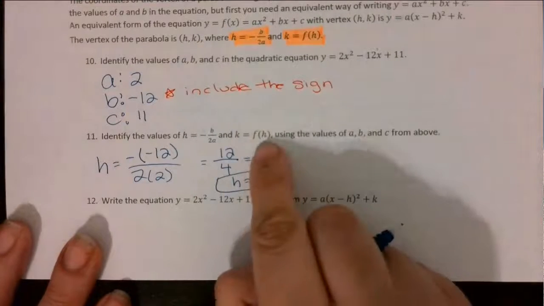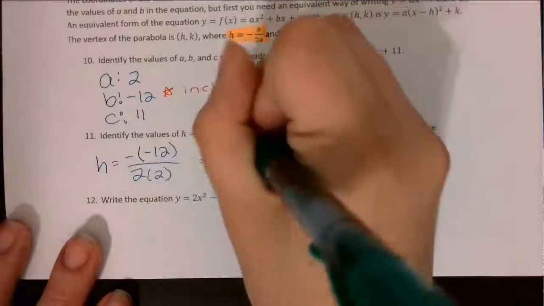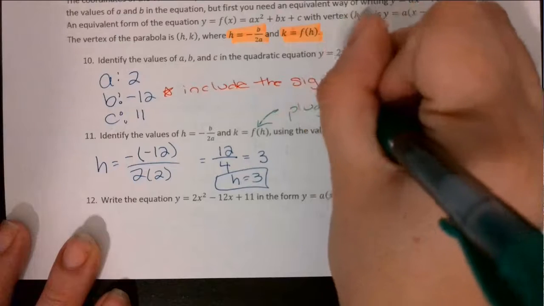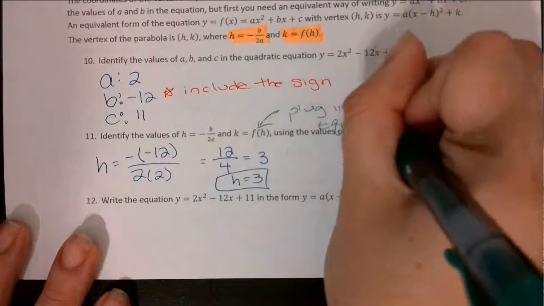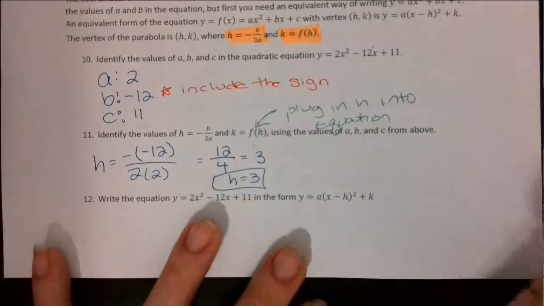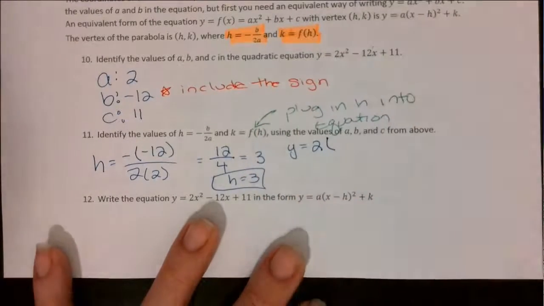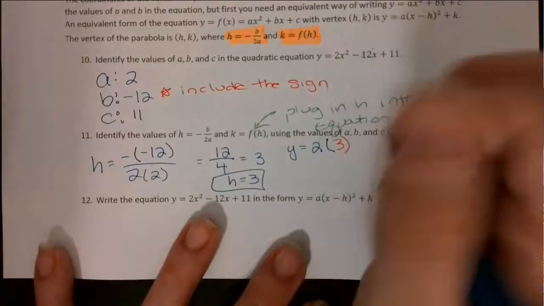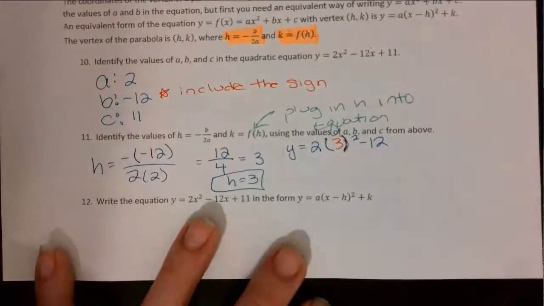Then to find x, this means, I'm going to write in green. Plug in h into the equation. Okay. So my original equation was y equals 2, and instead of x, I'm going to write 3. I want to keep the parentheses the same color. Minus 12, and then instead of x, I'm going to plug in 3.